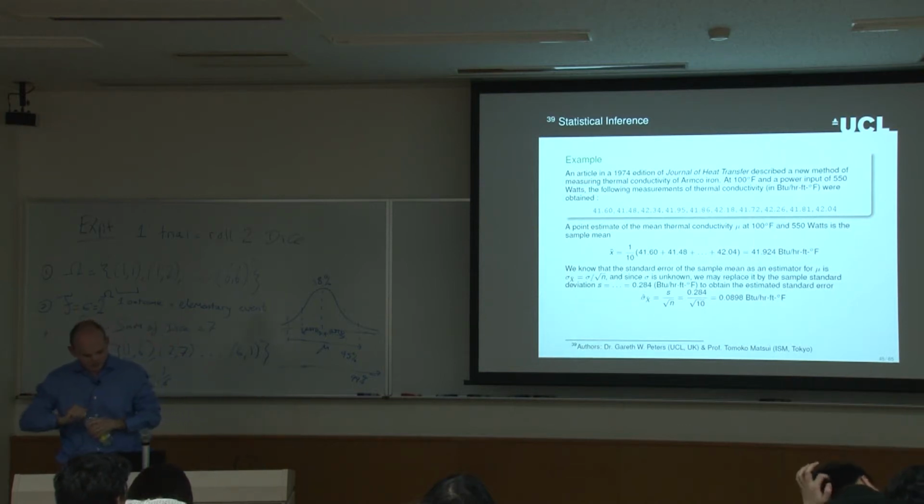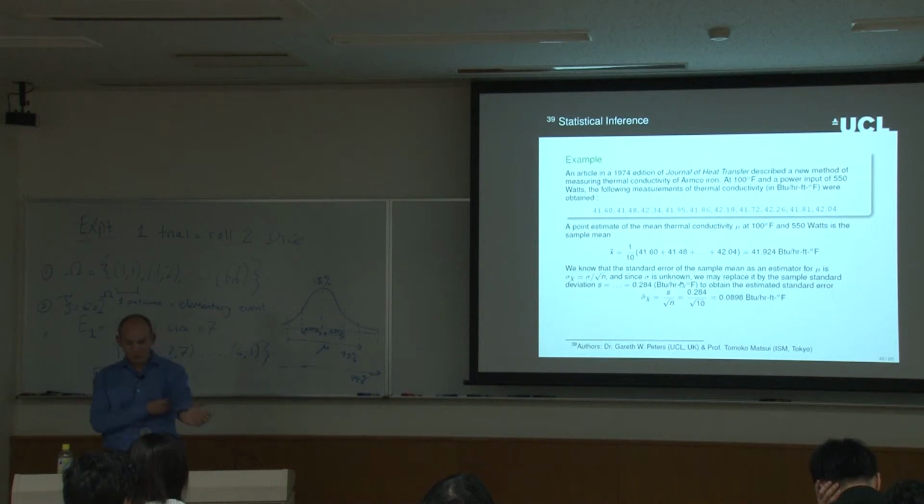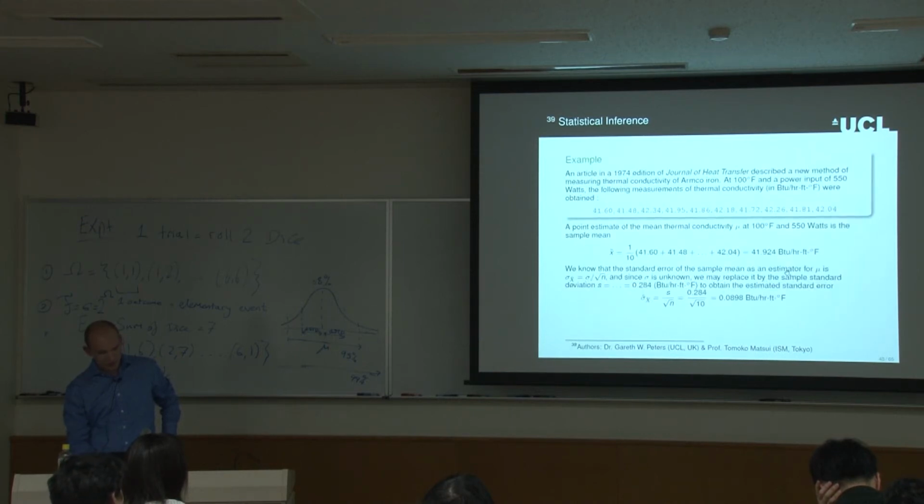Now we know that the standard error of the sample mean as an estimator for mu is given by sigma divided by the square root of n. We don't know sigma, and we never know sigma. So we need to use the sample standard deviation to calculate this, and we get the value 0.284 for this data set. So we plug all this in, and we have our standard error for x bar. So the sample mean is equal to this value here. Okay?